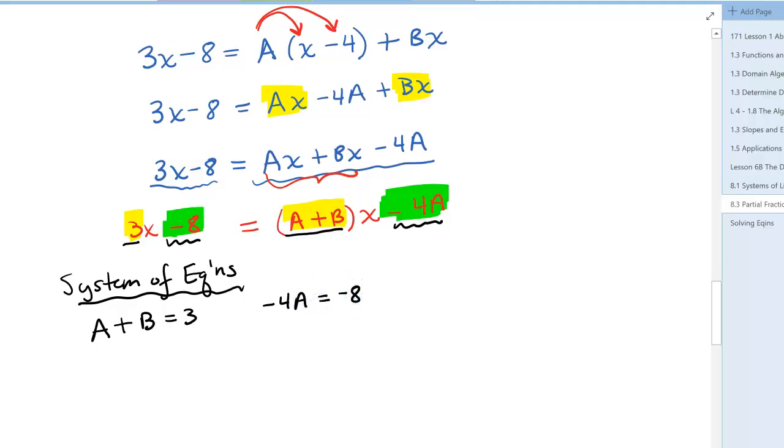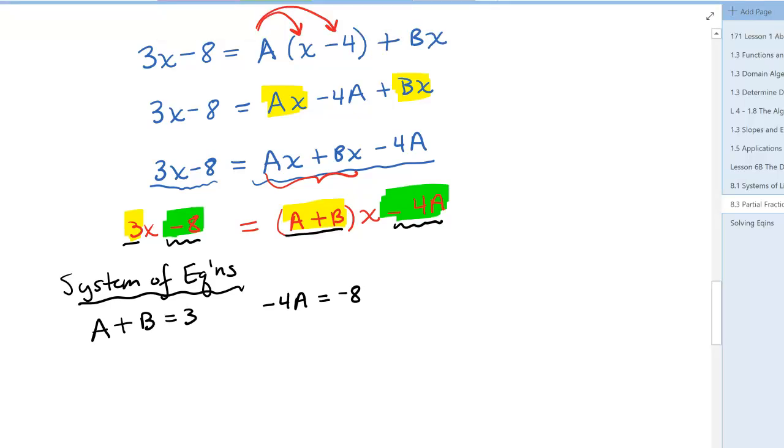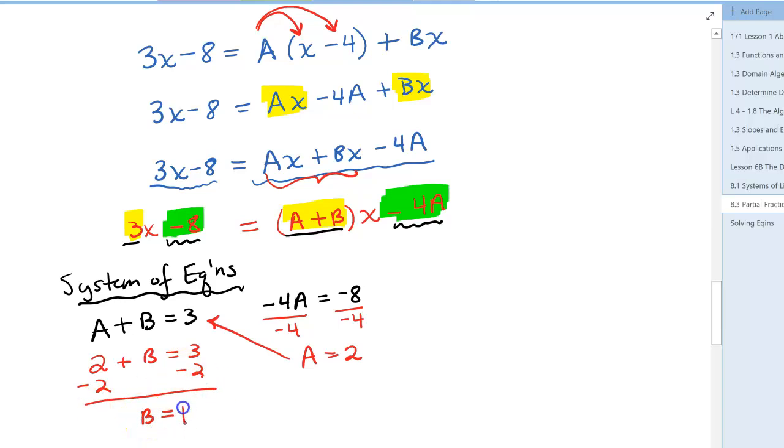Now I think for this system, the best way to solve it is to use substitution. So I'm going to solve this equation for a. So I'm going to divide both sides by negative 4, and that will give me a equals 2. Then I can plug that into this equation to find b. So I'd have 2 plus b equals 3, because a is equal to 2. And now if I subtract 2 from both sides, it's going to give me b equals 1.